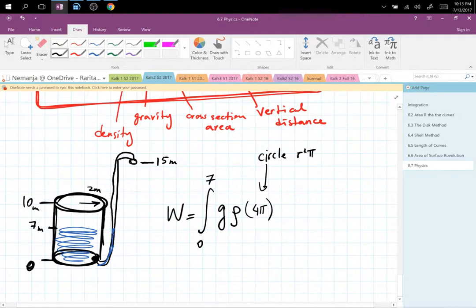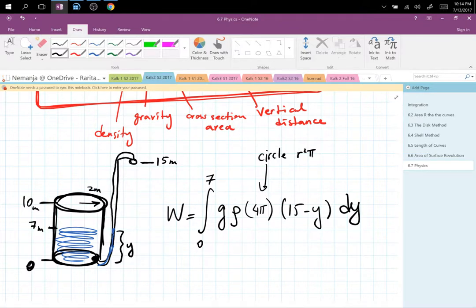And then we also have the distance that it needs to cover. This is where 15 comes into play, so it's 15 minus y. Why is it 15 minus y? Because this is your y distance. Observe that that's filled with water already, that y. So you only need to pump the portion that is not filled in. Does this make sense? And then dy. Because of how all this goes, this is already filled up to 7 meters, so it only needs to be pumped 8 meters up.